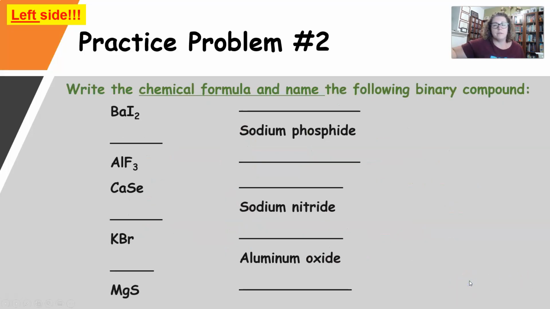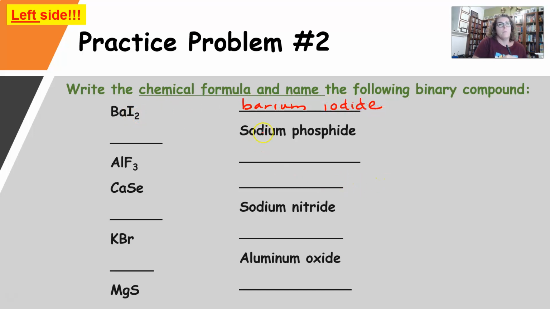All right, one more set of examples. What if you have to write the formula from the name or the name from the formula? Okay, so in this case, you will need a periodic table to do this. Okay, so that's why it's very important that you label all the different parts to it. So Ba, I2. So I know Ba is barium. And iodine becomes iodide.